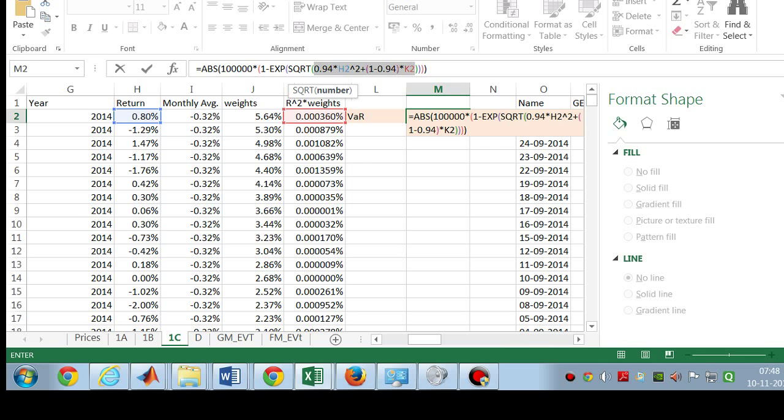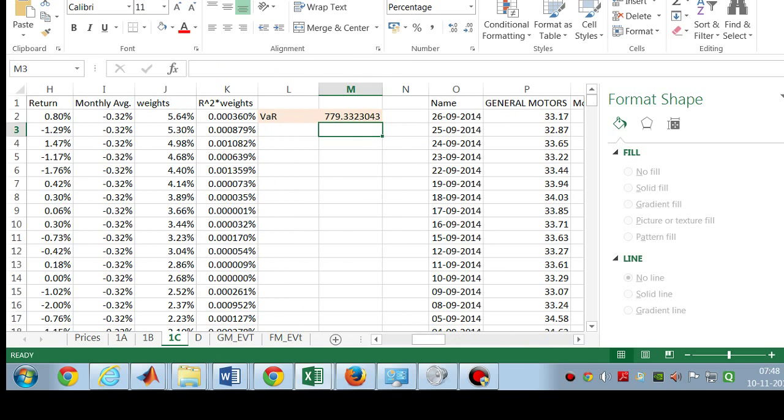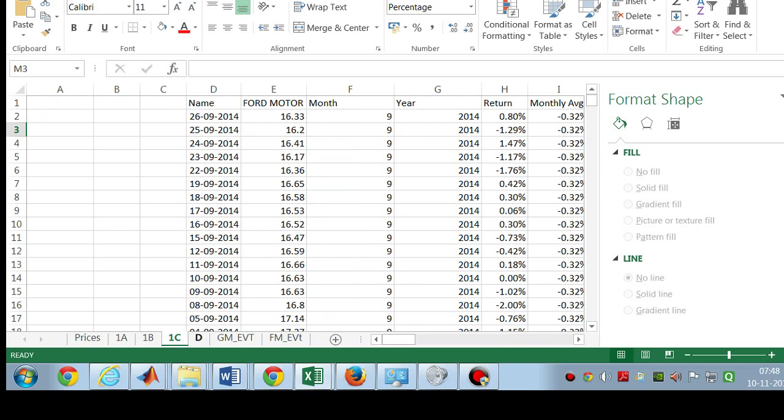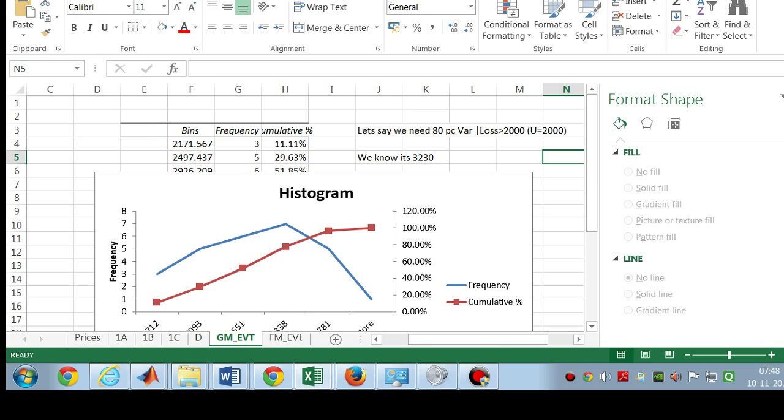So the highlighted field is the field which tells us about the next period's volatility, and by backing it out and carefully multiplying it and taking the abs of it, we take the value at risk, the maximum loss possible. We have done this for all these, and then I proceed to D. In D, you see the term EVT. What is EVT? To explore this, we have to go to this, where we have these histograms.